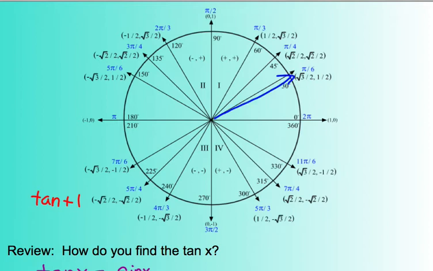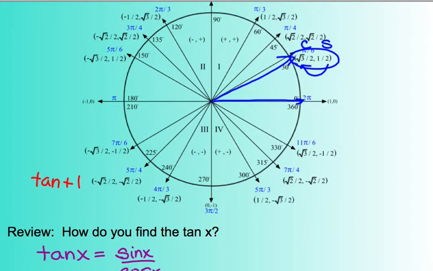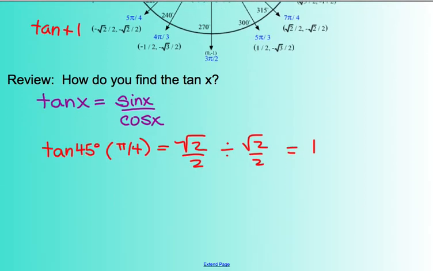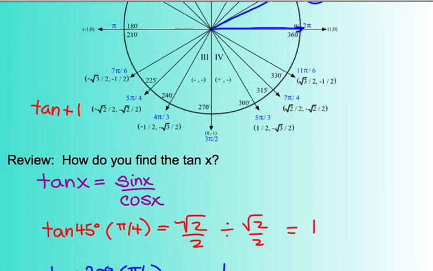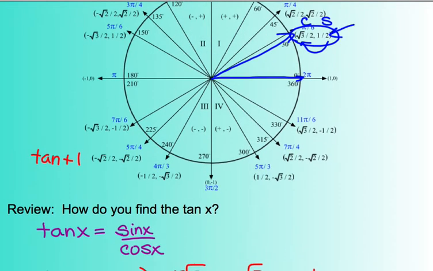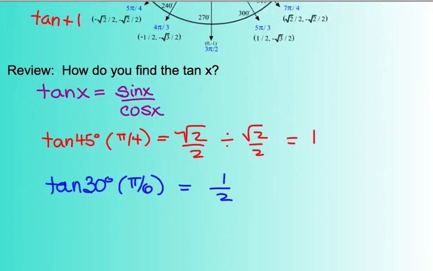30 degrees, or pi over 6. Here are your ordered pairs, square root of 3 over 2 and 1/2. This is your cosine and your sine. So we're going to divide 1/2 by square root of 3 over 2. So we are finding the tangent of 30 degrees, or pi over 6, by taking our sine divided by our cosine. So we're going to take our 1/2 right here, divided by our square root of 3 over 2.